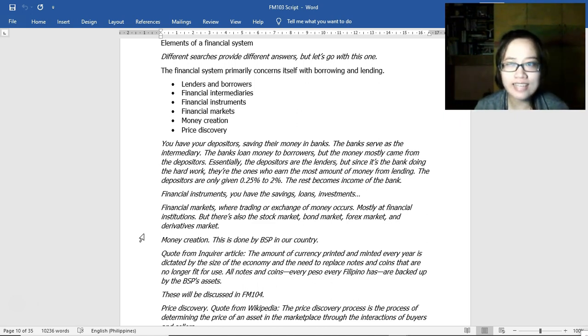Okay, so why is it that the BSP cannot print as much money as we need to pay off the debts or for us to support the needs of the government? Why do we have to borrow from the World Bank or from the IMF? Okay, so basically, again, economics. So we have the law of supply and demand. What goes around comes around.